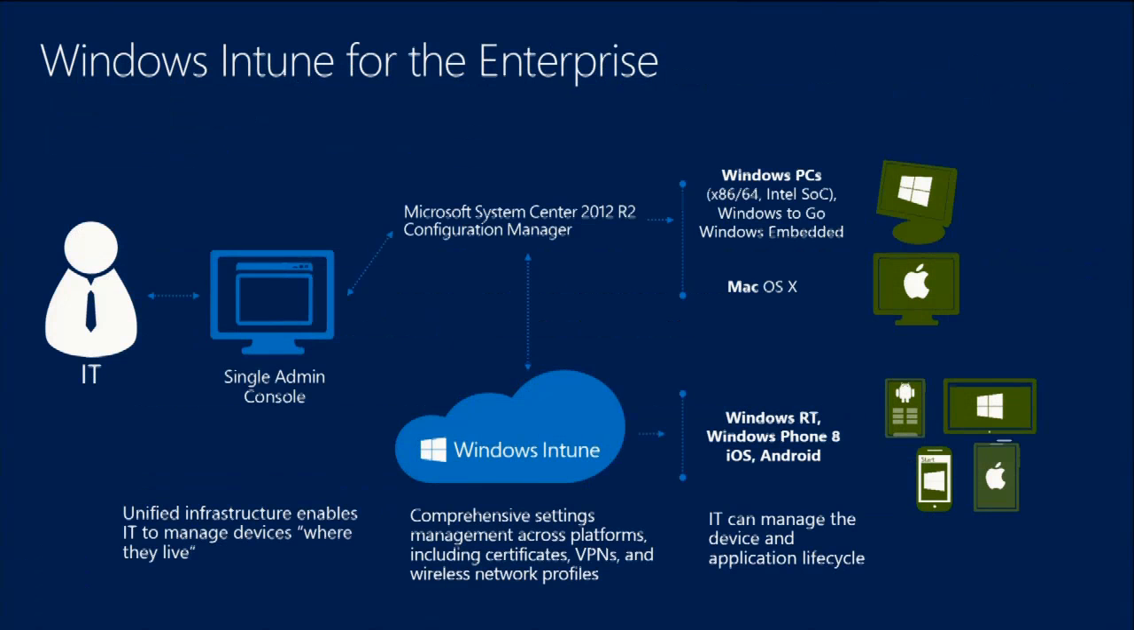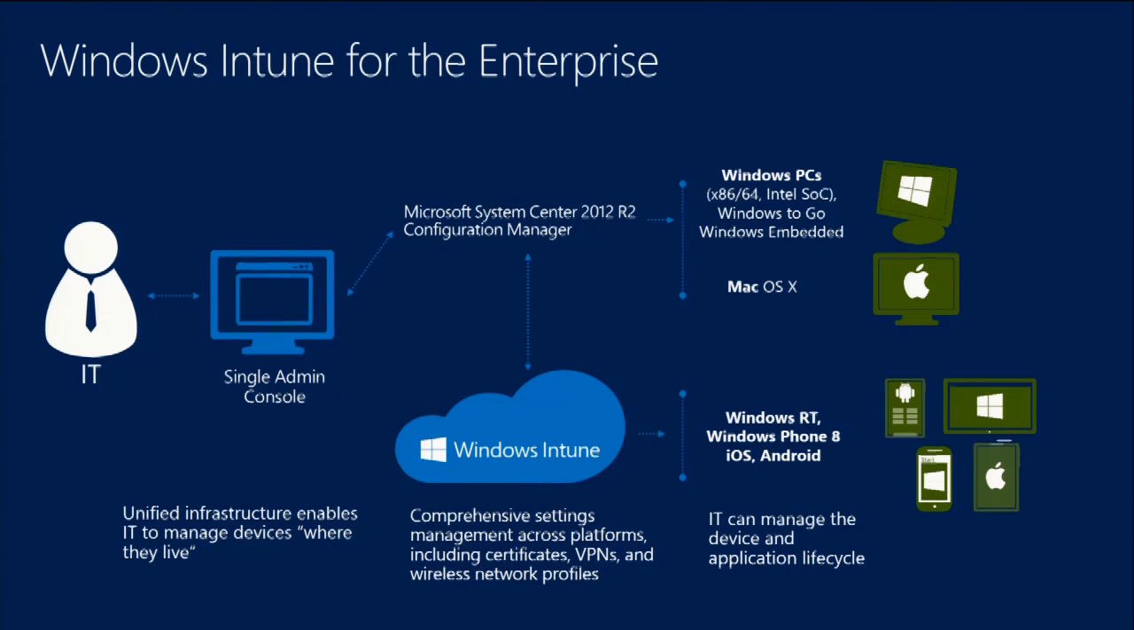So this is how the configuration looks when you connect Windows Intune in the enterprise. One thing to notice: I'm going to traverse this diagram from left to right. The IT admin gets a single admin console. This is a single pane of glass. They don't have to worry about managing two separate products or two separate consoles to manage mobile devices and PCs separately. Windows Intune takes care of management of modern devices or mobile devices.